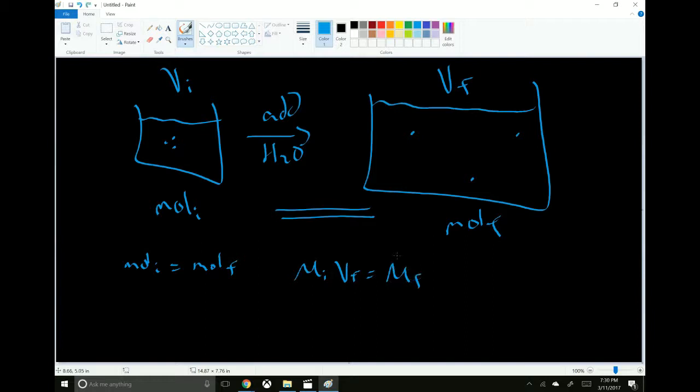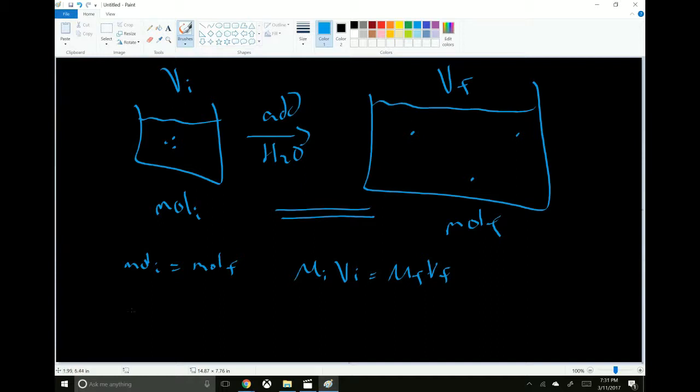Concentration and volume. So as you increase the volume, the concentration is going to go down. Twice the volume, half the concentration. 4 times the volume, 1/4 the concentration. 1 million times the volume, 1/1,000,000th the concentration.